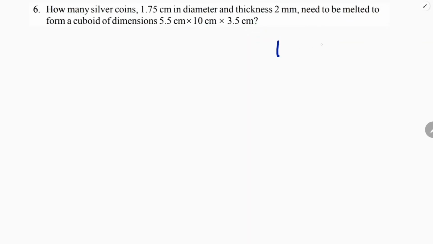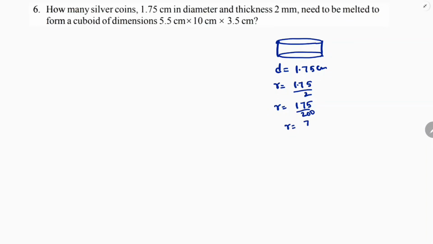So here, a silver coin, so the coin will be in the shape of a cylinder. So diameter is 1.75 centimeters. So radius will be 1.75 by 2. So if we take out the decimal, 175 by 200. So if we cancel with 25, 25 times 7, 25 times 8. And height also here, height is 2 millimeters. So if we change to centimeters, 2 by 10 centimeters.